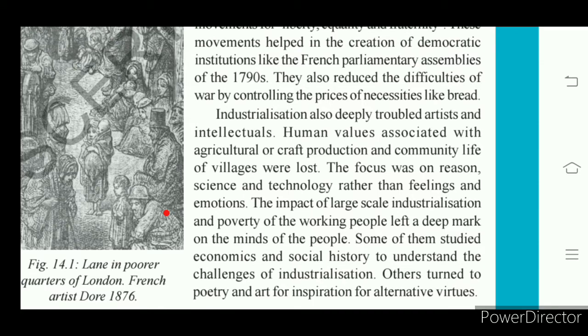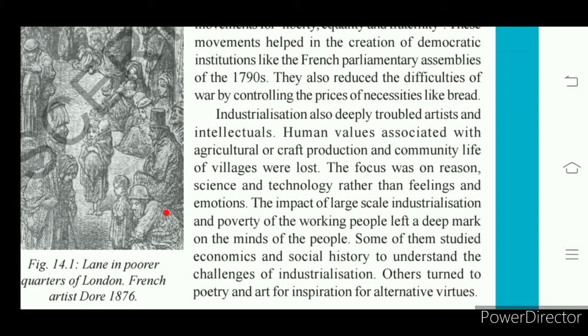We see that human values have gone, and they focused only on reason, science and technology rather than feelings and emotions. There was no value for the emotions of the workers, and there was no value to the feelings of the people. Understand? They gave value to production. They gave value to science and technology, and how technology could be used in increasing production. So there is a large impact of industrialization on poor people, especially working people. On the working people, it has given a deep mark.